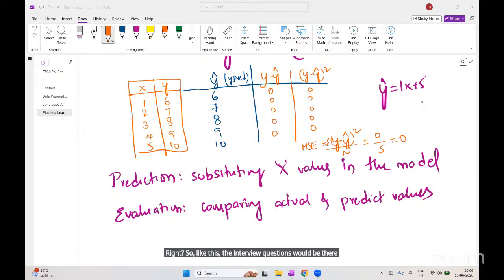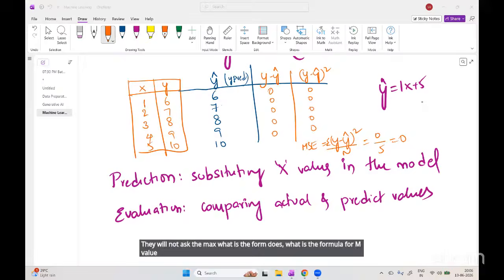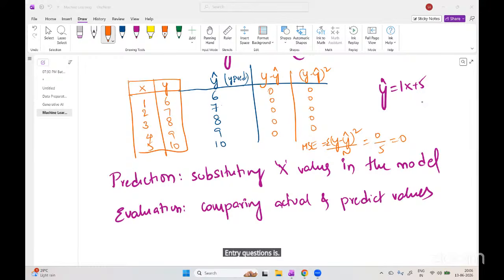They will not ask the max. What is the formula for M value? What is the formula for C value? Could you do everything in front of me? These are not the interview questions. Interview questions are in terms of why you have to select this one only. Is that clear?